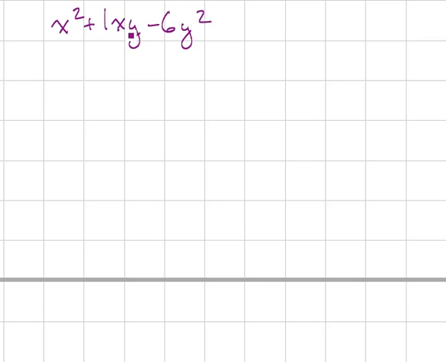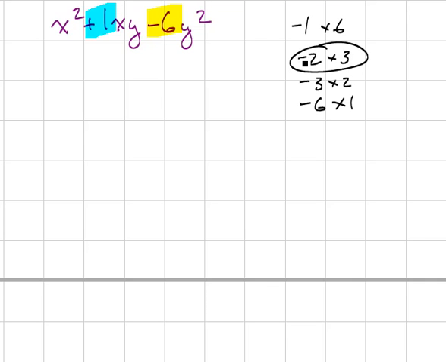And instead of having x squared and some number x and just a constant at the end, we've got this xy term in the middle and this y squared term at the end. Well, the starting process is still the same. We're going to look for two numbers that multiply to give -6 and add to give +1. So I could have -1 and 6. I could have -2 and 3. I could have -3 and 2. And I could have -6 and 1. Those are the only ways I can multiply to give -6. Which one of those add to give +1? And that's my option.